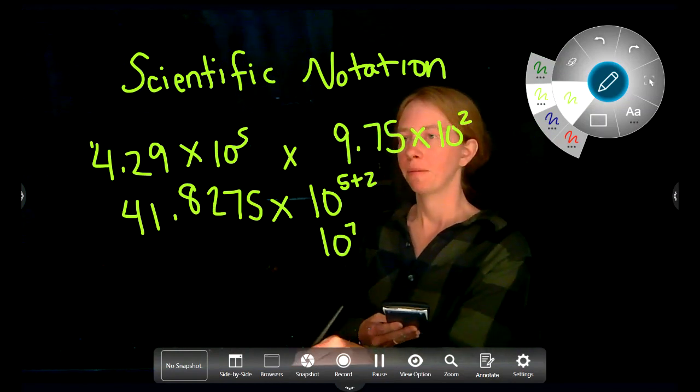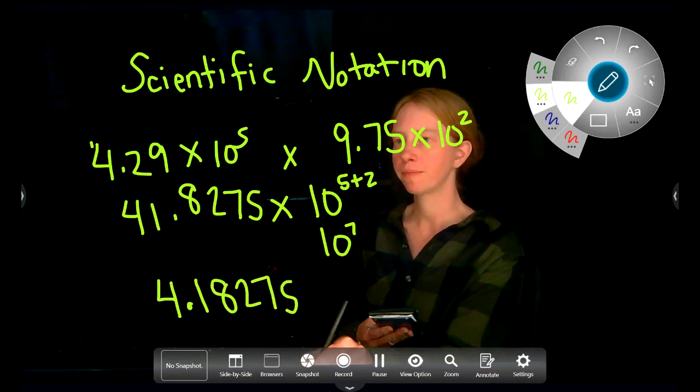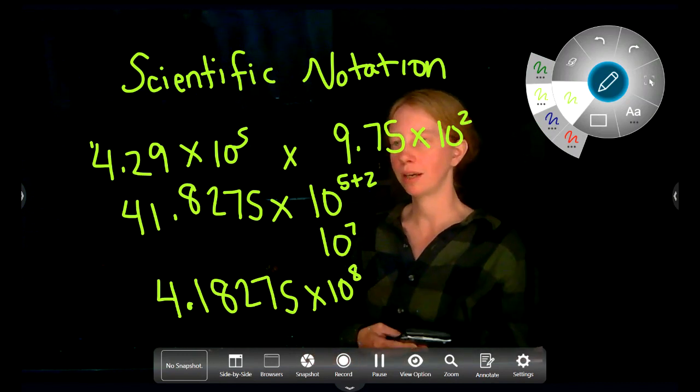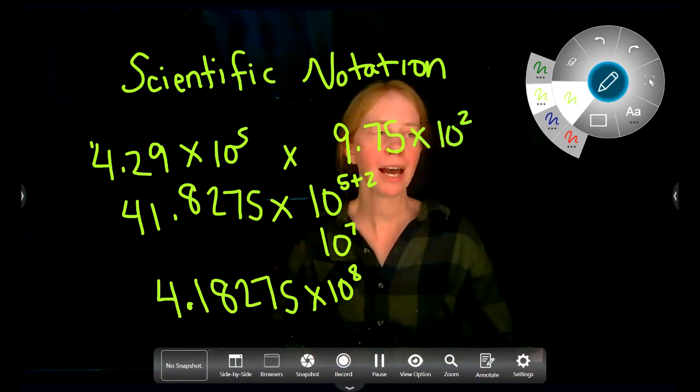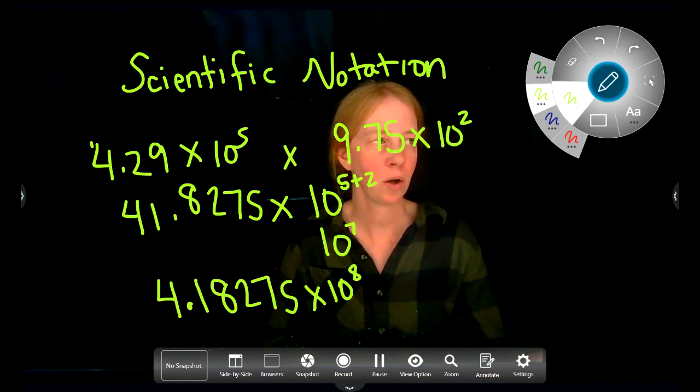But I still have to convert that. So I'm going to do that just the same way I did before. 4.18275 times 10, and I'm adding one extra to the exponent there. I hope that helps. Let me know if you have any questions about scientific notation.